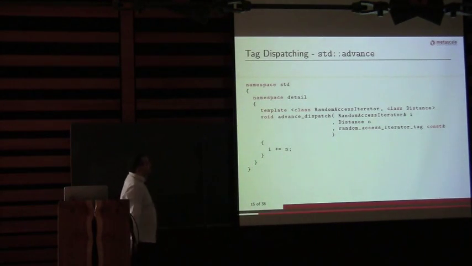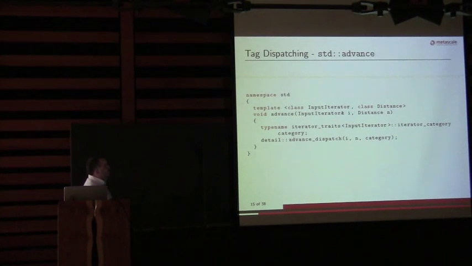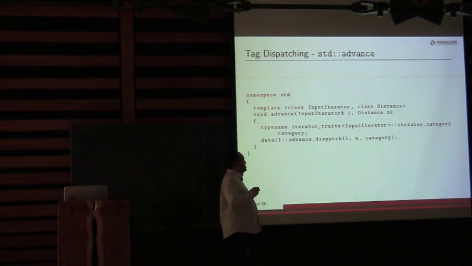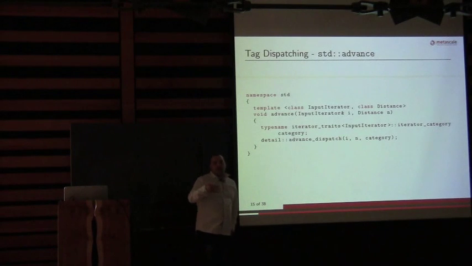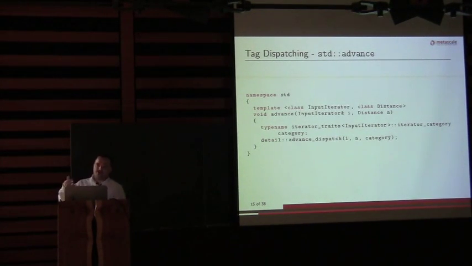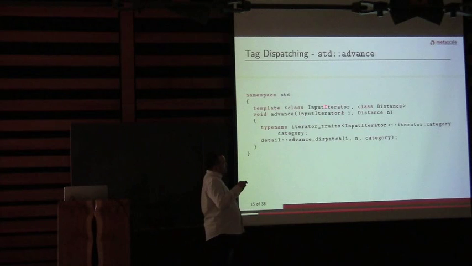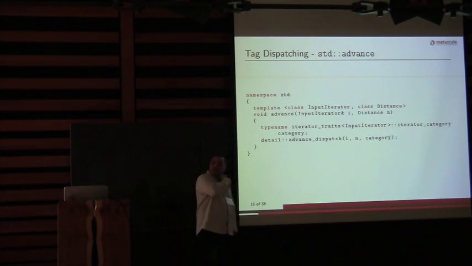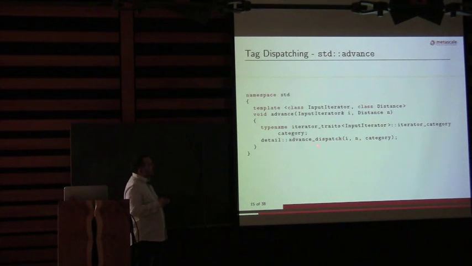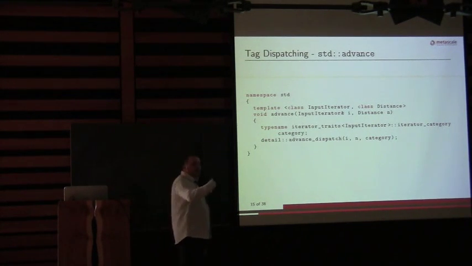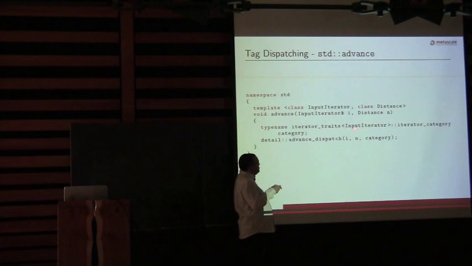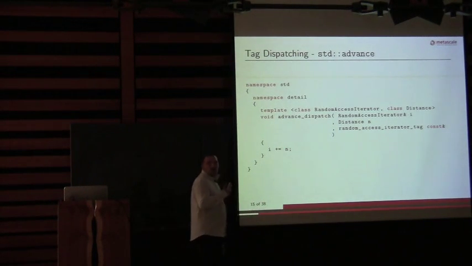And how is advance actually written? Well, you will just take an iterator and a distance, and you will call this metafunction, this trait, which is called iterator traits, that will give you something called iterator category, which is actually the type of the tag that describes what kind of concept your iterator is currently modeling. So depending on the type of iterator you put there, this will return one of the types we saw before. And you just call this advance dispatch function we just saw, with all the arguments plus this category. So if you pass a random access iterator, this will resolve to a random access iterator tag, and you will jump there automatically. And so on and so forth for all the others.